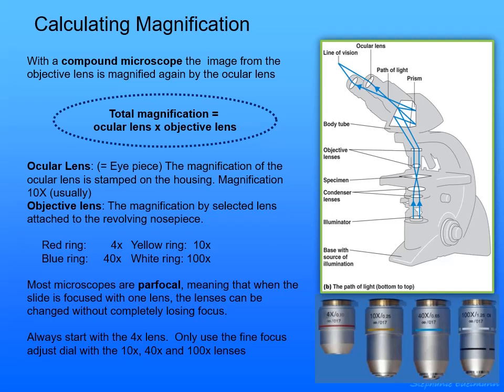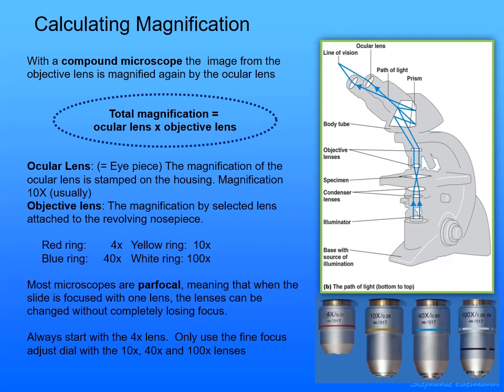To calculate magnification on a compound microscope, you have to multiply the magnification of the ocular lens with the objective lens to get the total magnification. The ocular lens is in the eyepiece. The magnification is usually stamped on the housing, and it's usually 10x. The objective lenses, you usually have 4. The scanning lens usually has a red ring, is 4x. The yellow ring, that's the low power, that's 10x. The blue ring indicates the high power, that's 40x. And the one with the white ring is the oil immersion lens, and it's got 100x magnification.